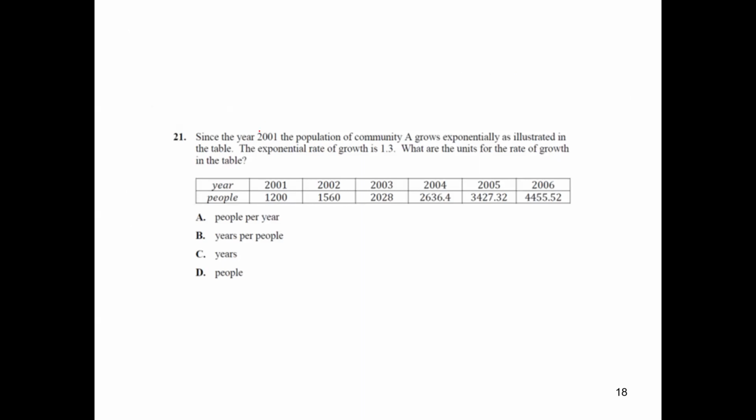So it says, since the year 2001, the population of a community is growing exponentially. And remember, with exponentially, usually there's like a multiplier and then that X is on the top of the exponent, as illustrated in the table. And so in 2001, there are 1,200 people. But then when it jumped to 2006, obviously that 1,200 people went up to 4,400 people. So it just went up very quickly. So the exponential growth rate is 1.3.